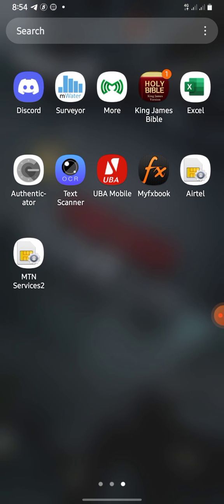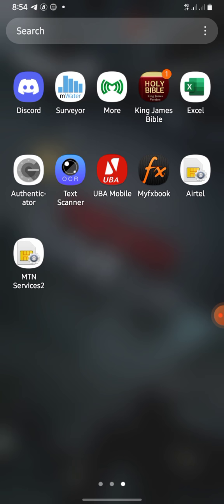So this is the app on my screen here. You can see my FX book, right? That's the app. You can go to your Play Store or your App Store. If you are using iPhone, you go to your App Store and download it and install it, right? While if you are using Samsung, you go to your Play Store and download it and install it.